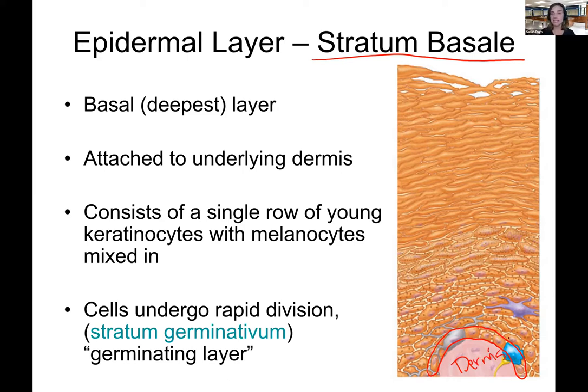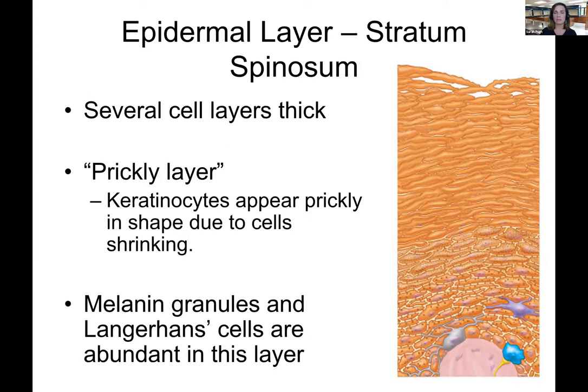And it's basically just one cell layer thick. It has keratinocytes in it. It has melanocytes in it. It has Merkel cells in it. Now, I mentioned to you that this is the layer that is constantly going through mitosis. So sometimes you might find in your textbook, they'll call it the stratum germinativum, which literally translates into the germinating layer. So it's the layer that's constantly going through mitosis, rapid cell division.